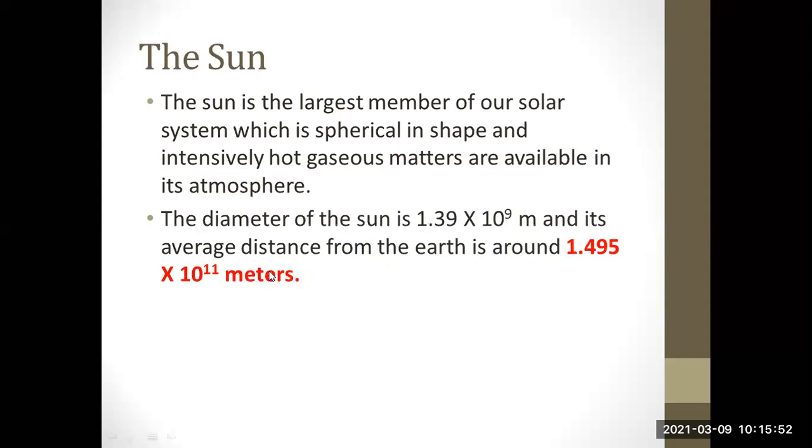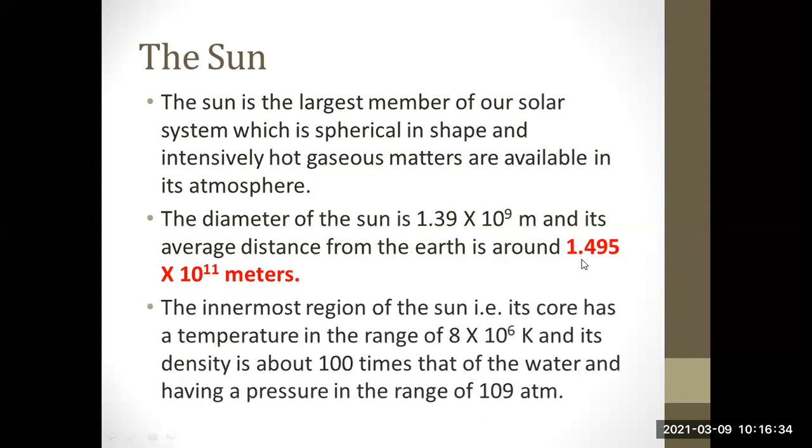Now why have I mentioned the average distance? Because if you see the planetary motion of the earth around the sun, the earth is continuously revolving around the sun in an elliptical orbit, where the sun is at one focus. The distance between the earth and the sun is continuously varying. At some time there is a maximum distance, and at some location the distance is minimum. So if you calculate the distance within a span of 1 year and take the average value, you will find that the value is around 1.495 into 10 to the power 11 meter.